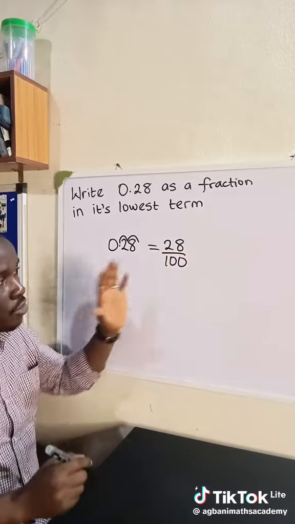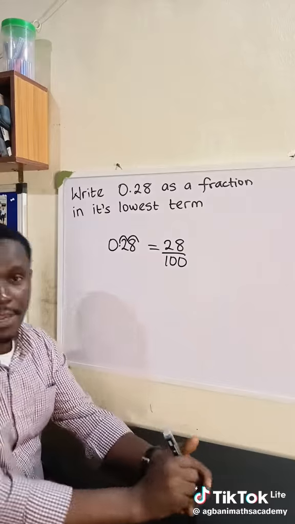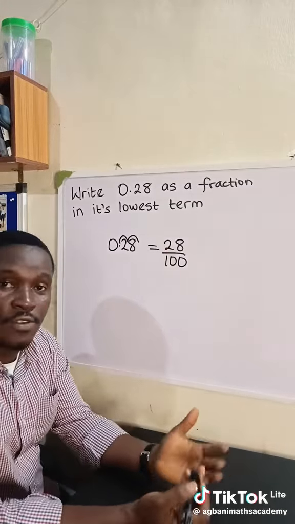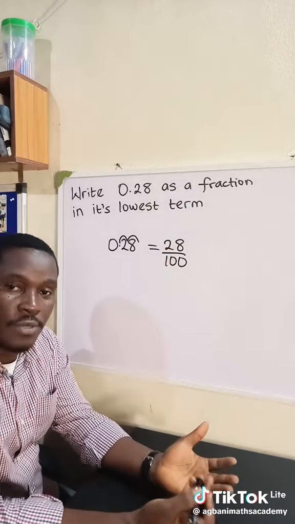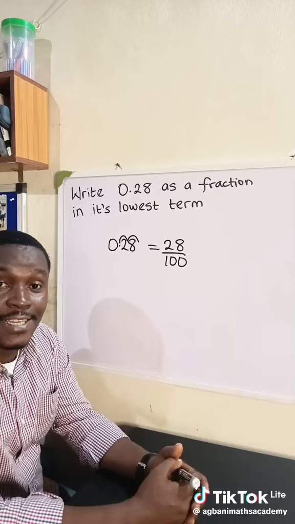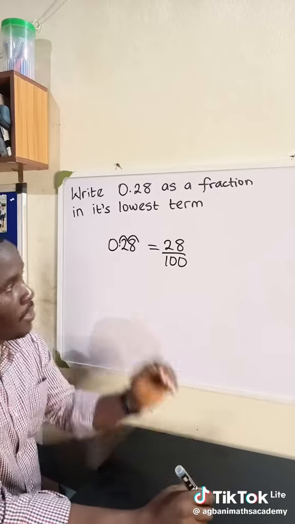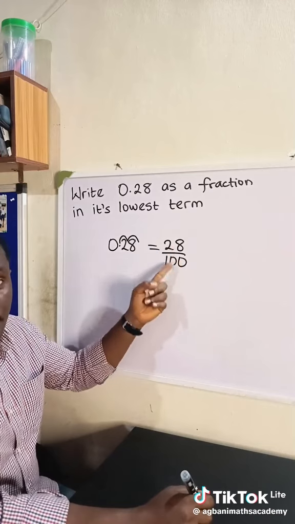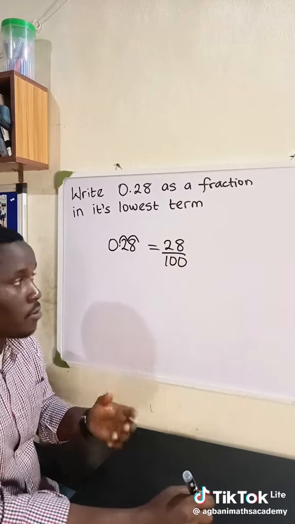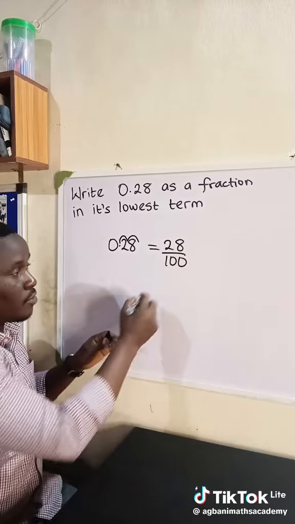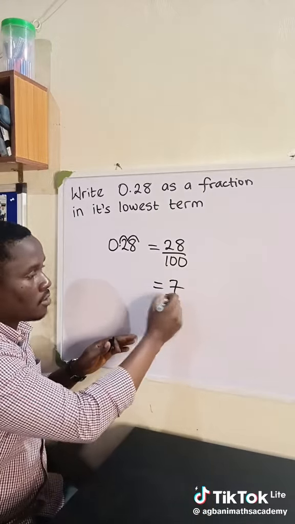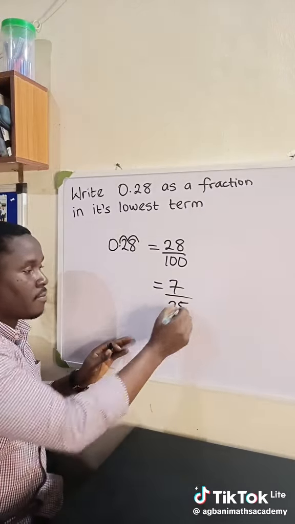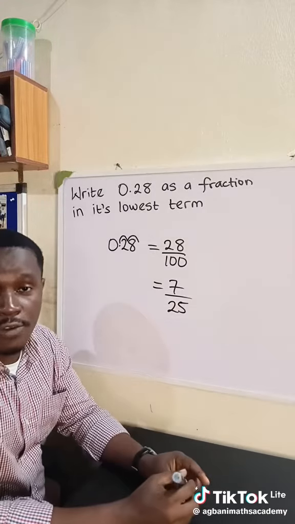Okay? So just by doing this, we now have a fraction, right? A fraction has a numerator and a denominator, and since 28 over 100 has that, it qualifies to be called a fraction. But have we written it in its lowest term? No. Let's see how to do that. We look out for a number that can divide both 28 and 100. The number is 4. So 28 divided by 4 is going to give us 7. 100 divided by 4 is going to give us 25. So we have 7 all over 25.